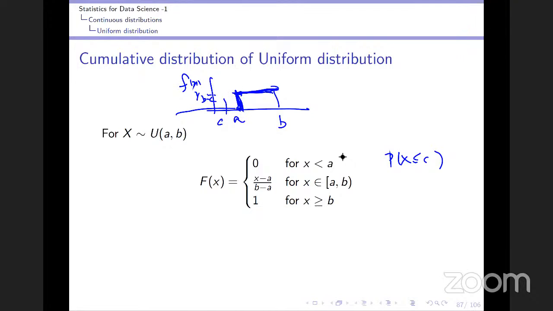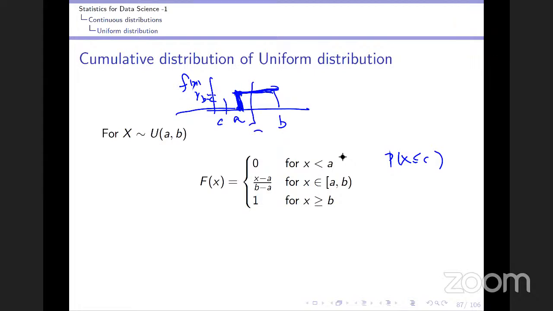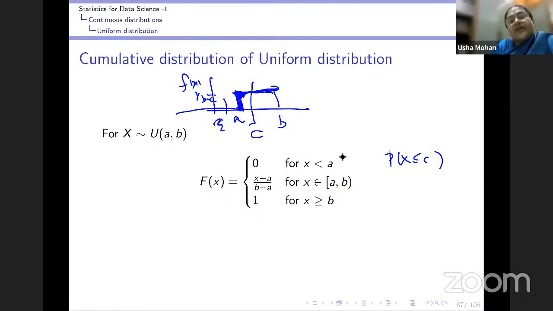For x belonging to [a, b], f(x) is taking the value 1 by b minus a, right? Slightly greater than a. So if c is here, what is the value it will take? It will take the value integral a to c, f(x) dx, which is 1 by b minus a dx. Would you agree?